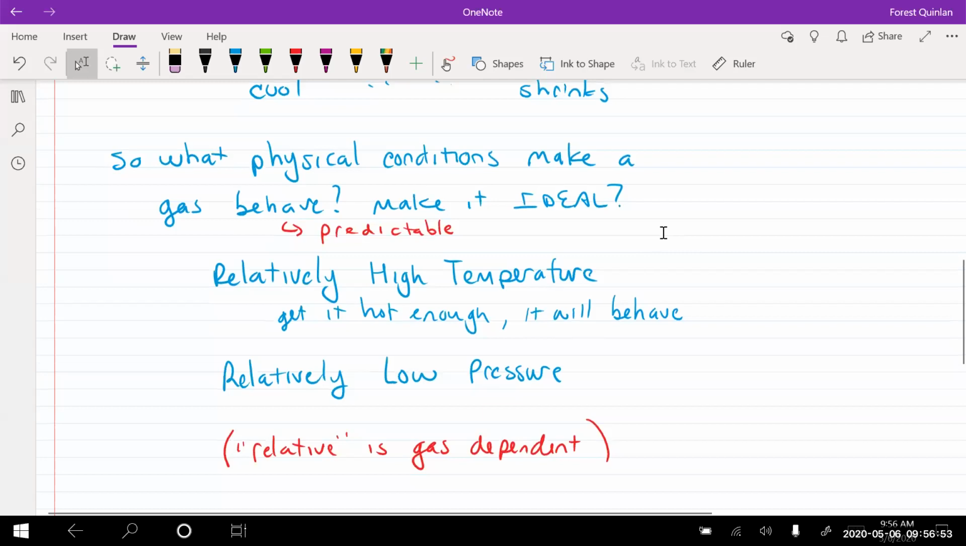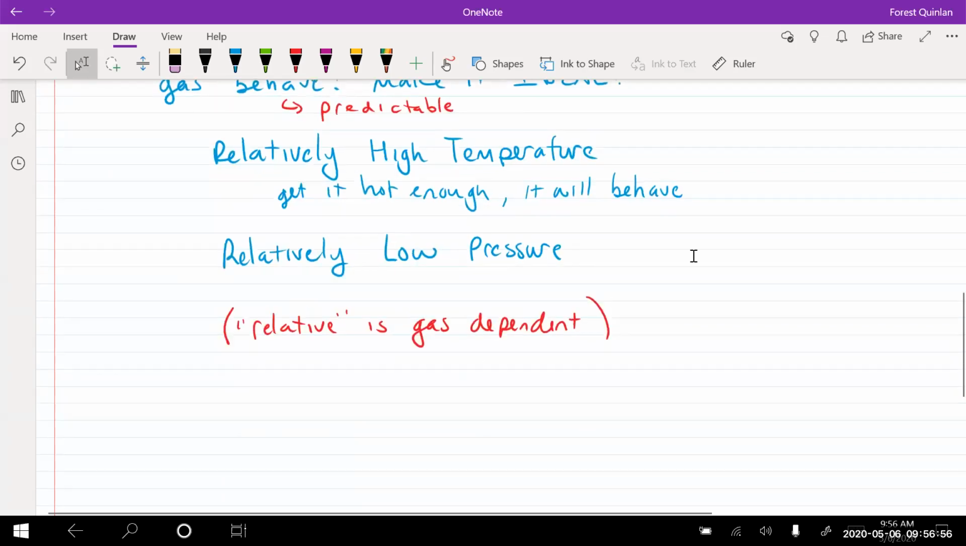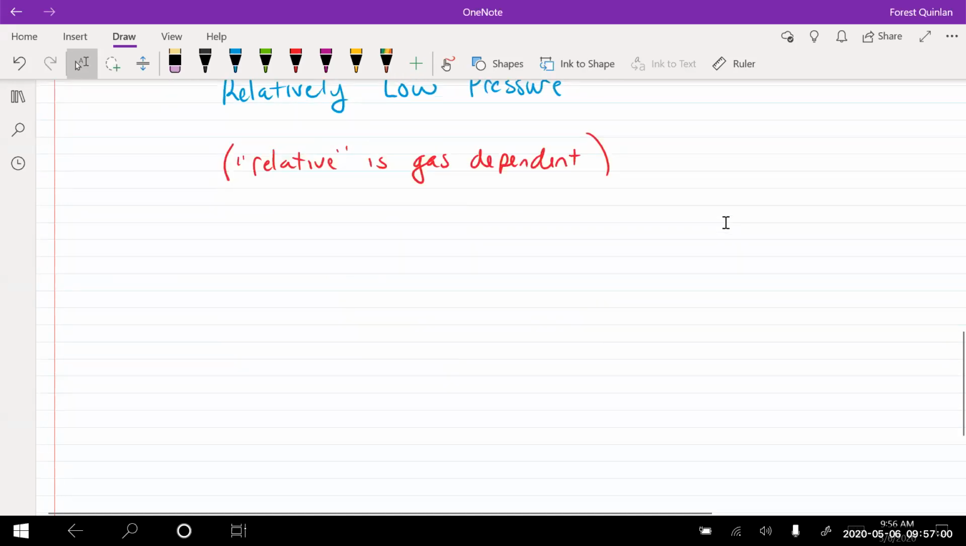Let's take a look at this idea here of pressure. It's something I should define. Temperature, we already defined as the average kinetic energy of the molecules of the system. But what is pressure?